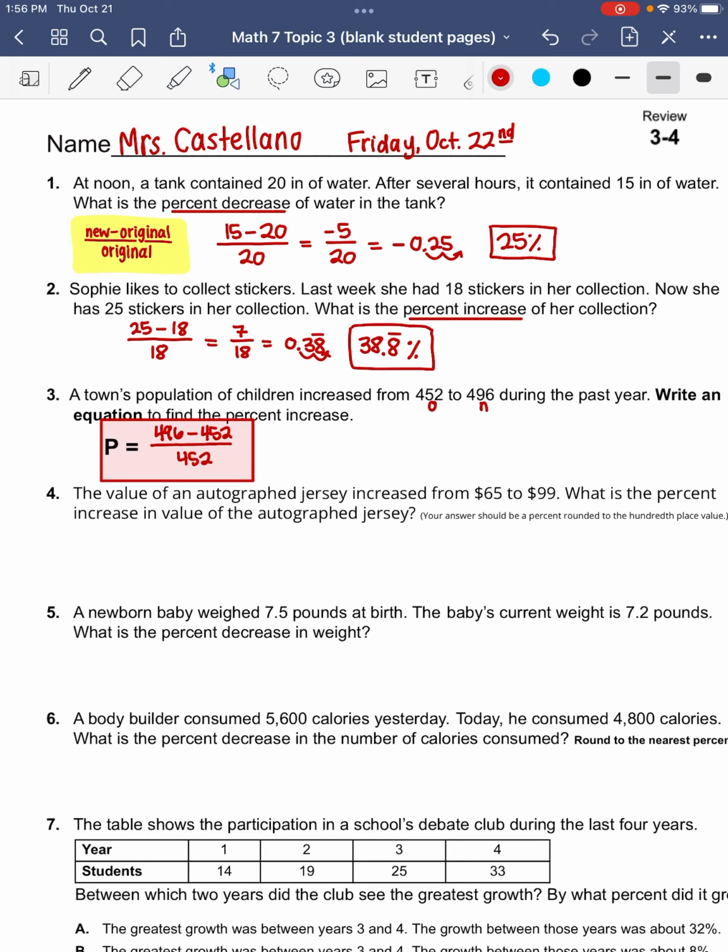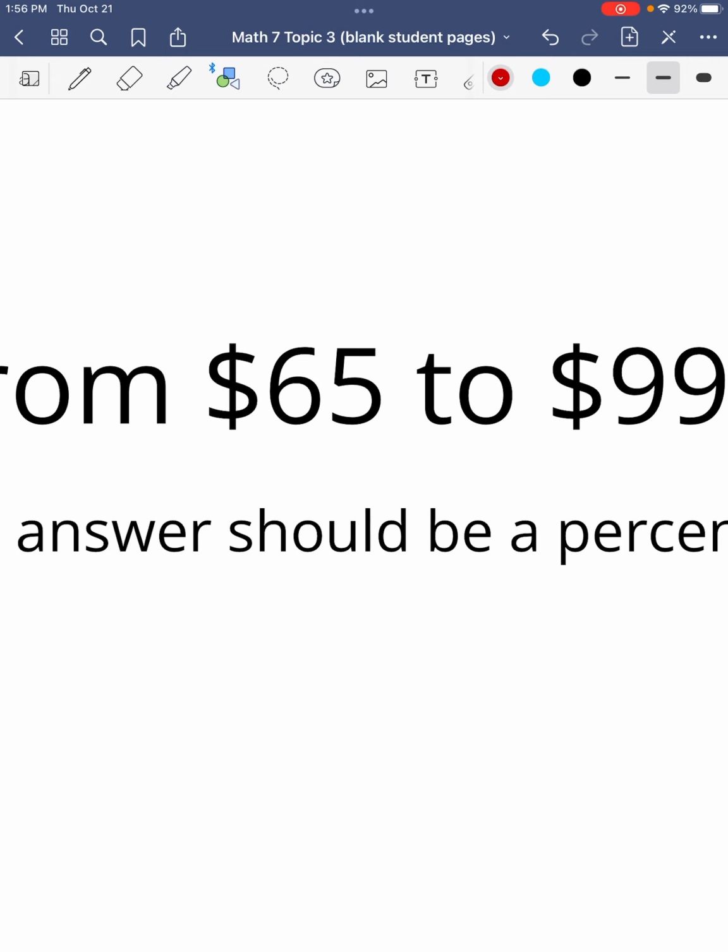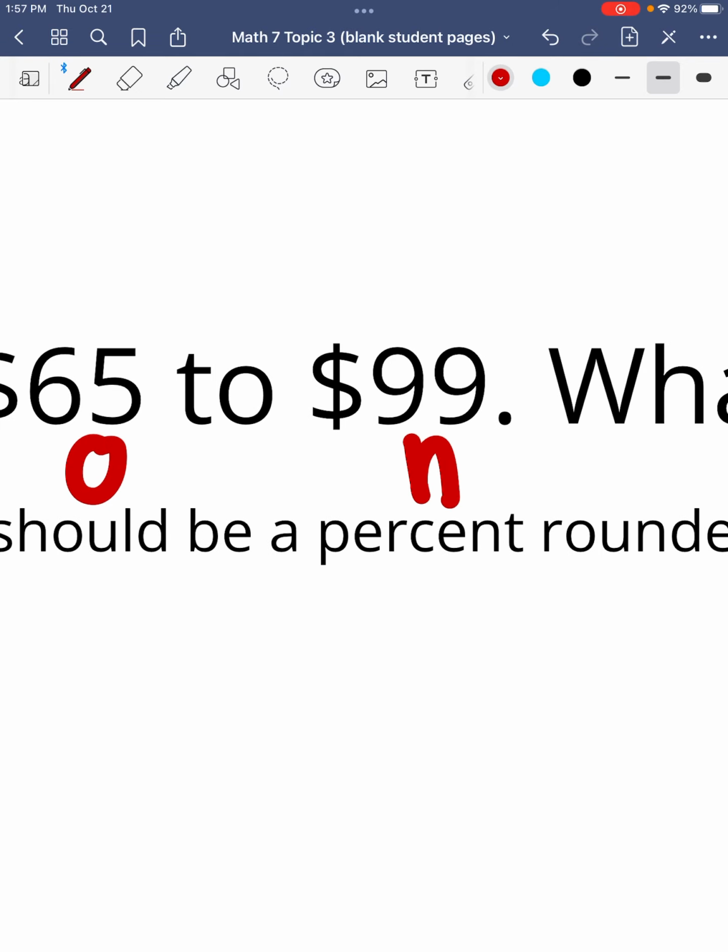Okay, and they also tell us that our answer should be a percent rounded to the 100th place value. So I know I need 2 places. Okay, so let's figure out which quantity is our new one and which one is our original. So the jersey increased in value from 65, that's our original, to 99. So 65 is our original, 99 then is our new.